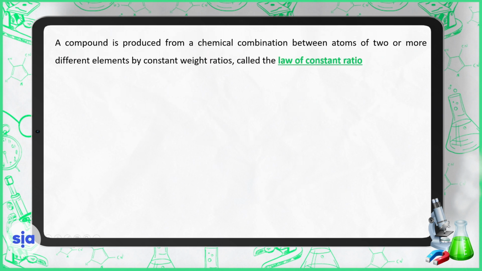A compound is produced from a chemical combination between atoms of 2 or more different elements by constant weight ratios, called the law of constant ratio. Let's see together. In this popular equation, 2 magnesium plus oxygen molecule consisting of 2 oxygen atoms will give 2 molecules of magnesium oxide. If you calculate the atomic mass here, 2 times 24 plus 2 times 16 on the left side, then 2 times 16 plus 24 on the right side.